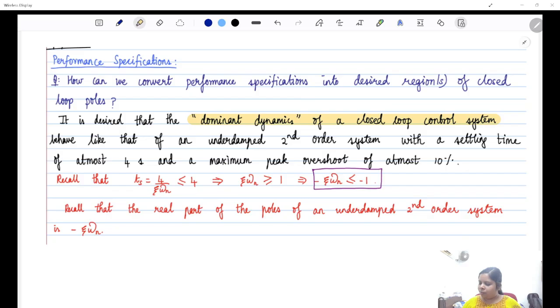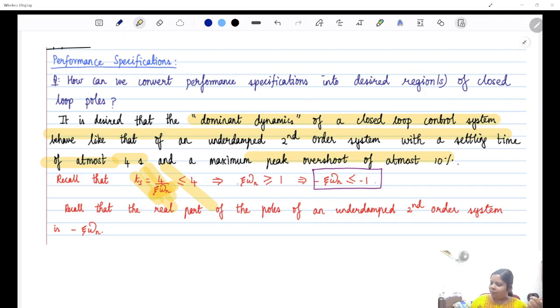The dominant dynamics of the closed loop control system behave like that of an underdamped second order system with a settling time of almost 4 seconds and a maximum peak overshoot. Okay, leave that. What is important is we are not solving any question here, but this thing is important. The settling time is 4 upon zeta omega n. So if I say your settling time should be less than 4 seconds, that is what is done here. Then where would you place the poles, or where would you place the real part of the pole?